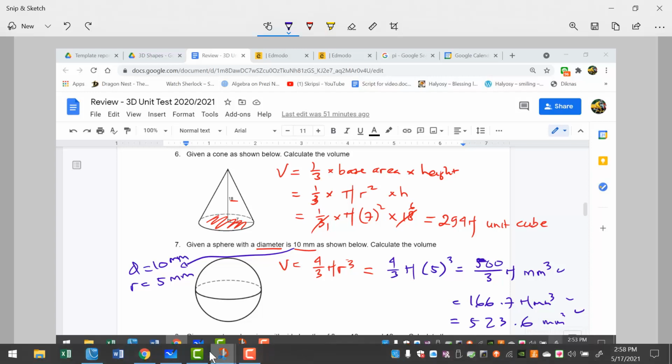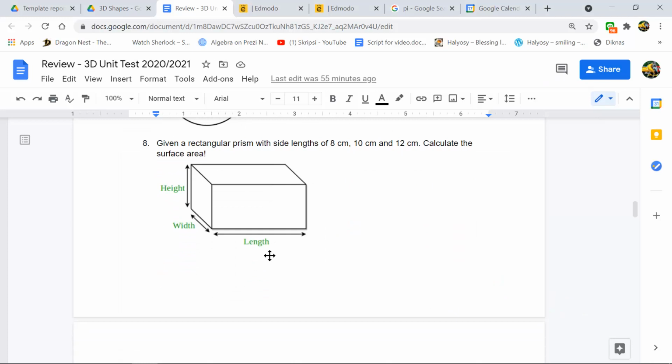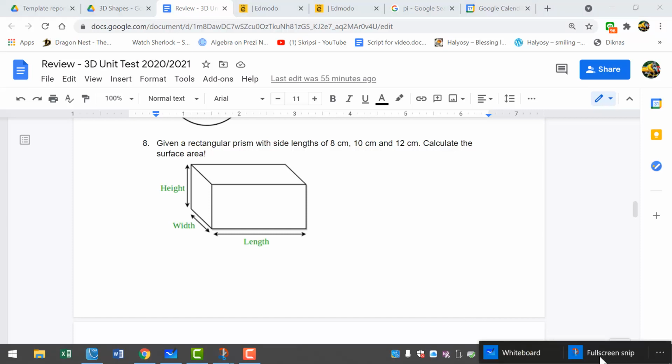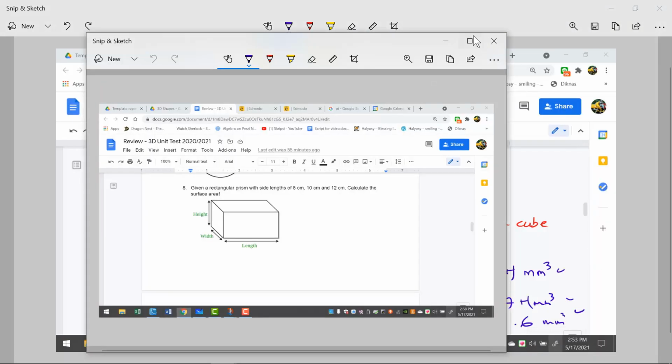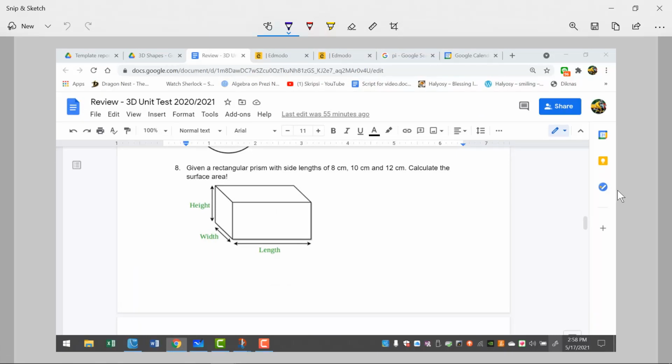Let's go to number 8. Okay, so previously, number 7 was talking about volume. For number 8, we are going to talk about surface area. And remember that the very basic concept of surface area is just calculating the area of the surface. And we have formulas actually. You can just use the formulas. It's quite easy. For number 8, a rectangular prism is the same thing as a cuboid. And we know that it has sides of 8, 10, and 12. Let's say this is 8, this is 12, and this is 10. It can be any numbers.